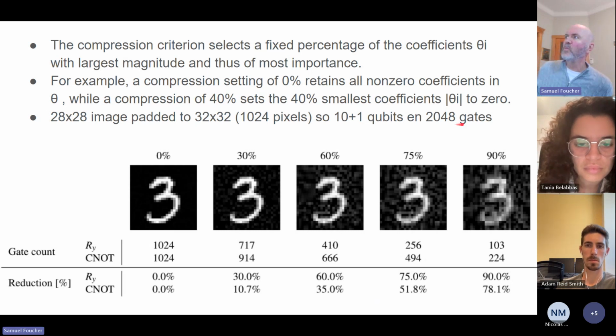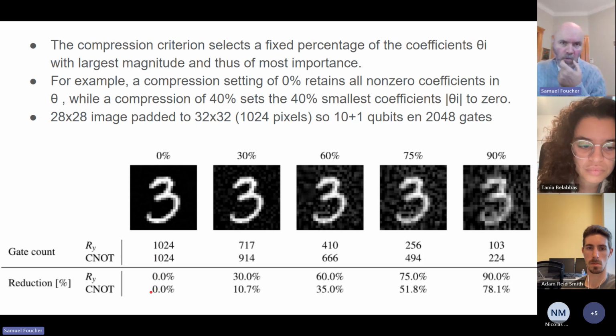So before compression, it takes 2048 gates just for that image, which is quite large. And you see, before compression, you'll get about 1,000 rotations and about 1,000 CNOT. Okay, so it's quite large. So here we got no compression.